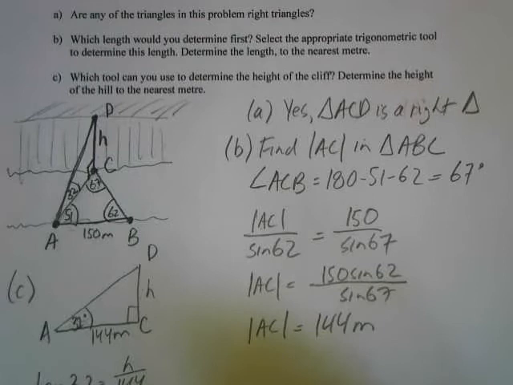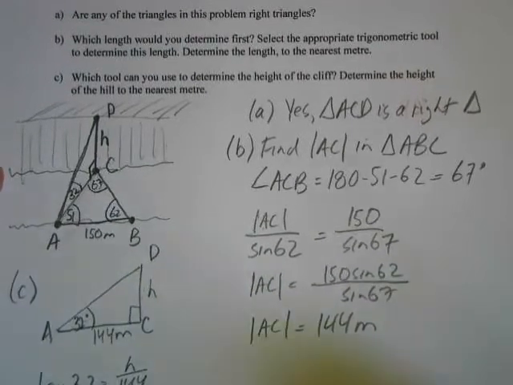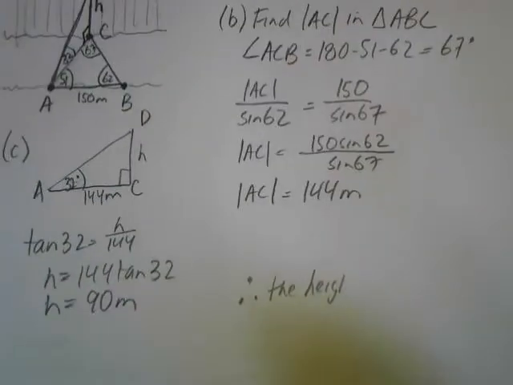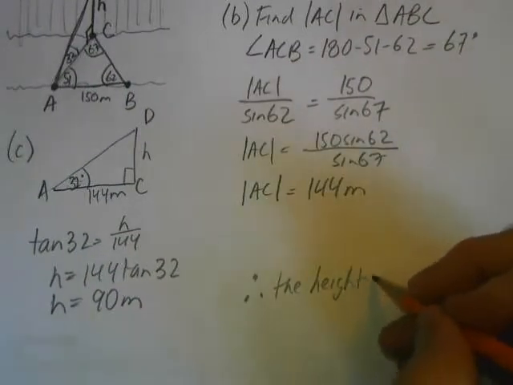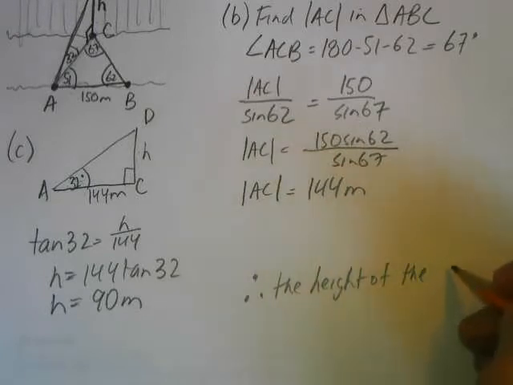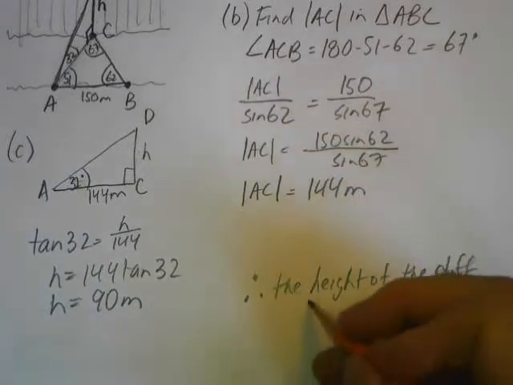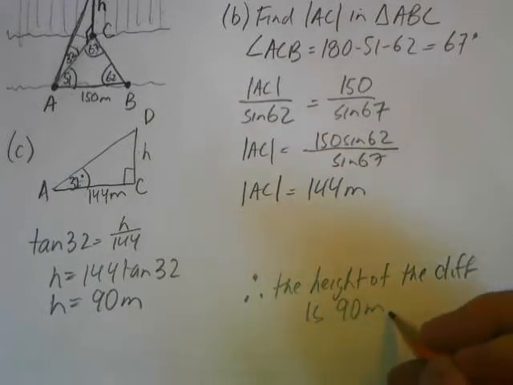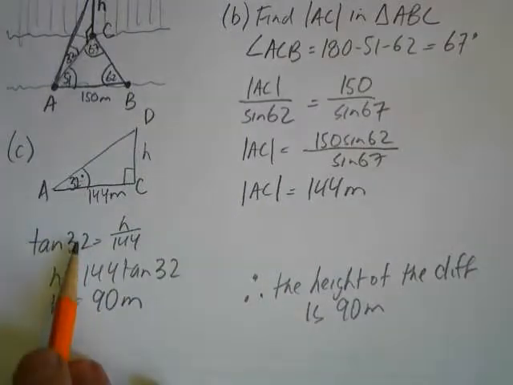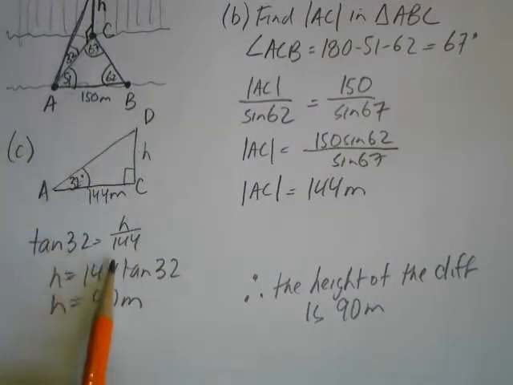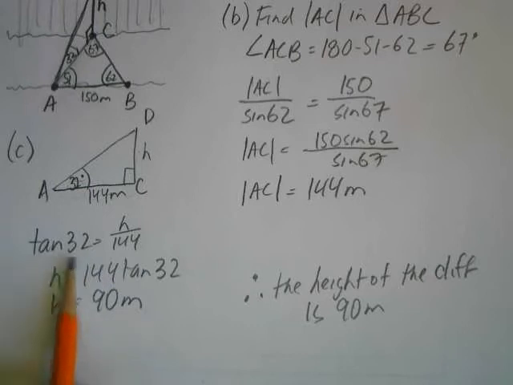So concluding word statement: therefore the height of the cliff is 90 meters. Okay, so there's the calculation. Redraw the triangle and then do your tan ratio. That's going to give you your h, and solve for h, you get 90 meters. Okay, so that's how you do it.